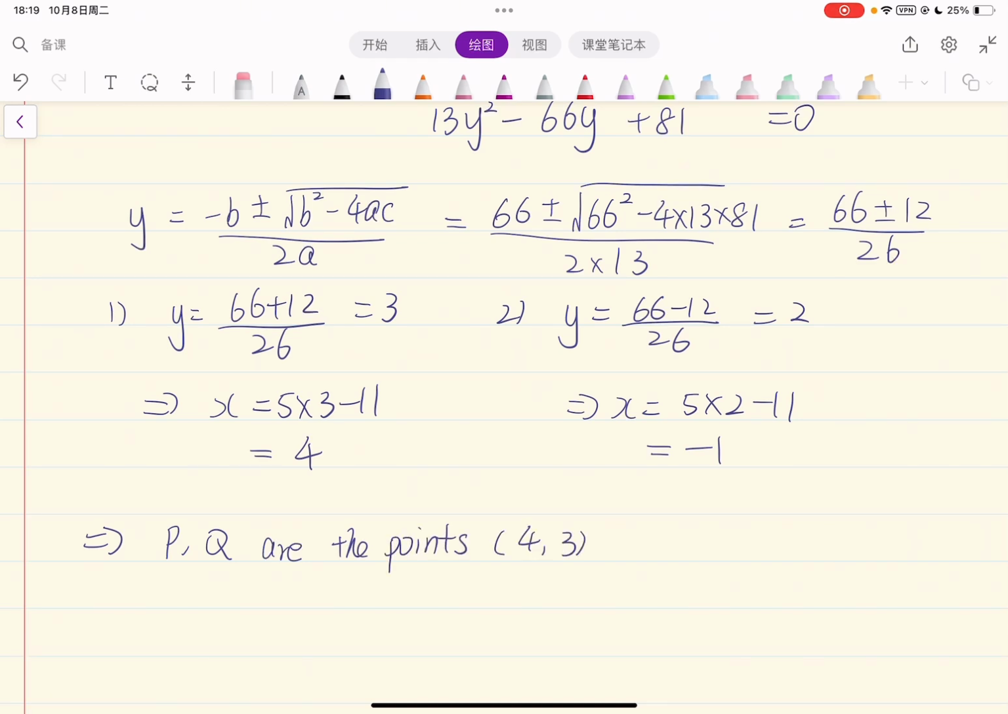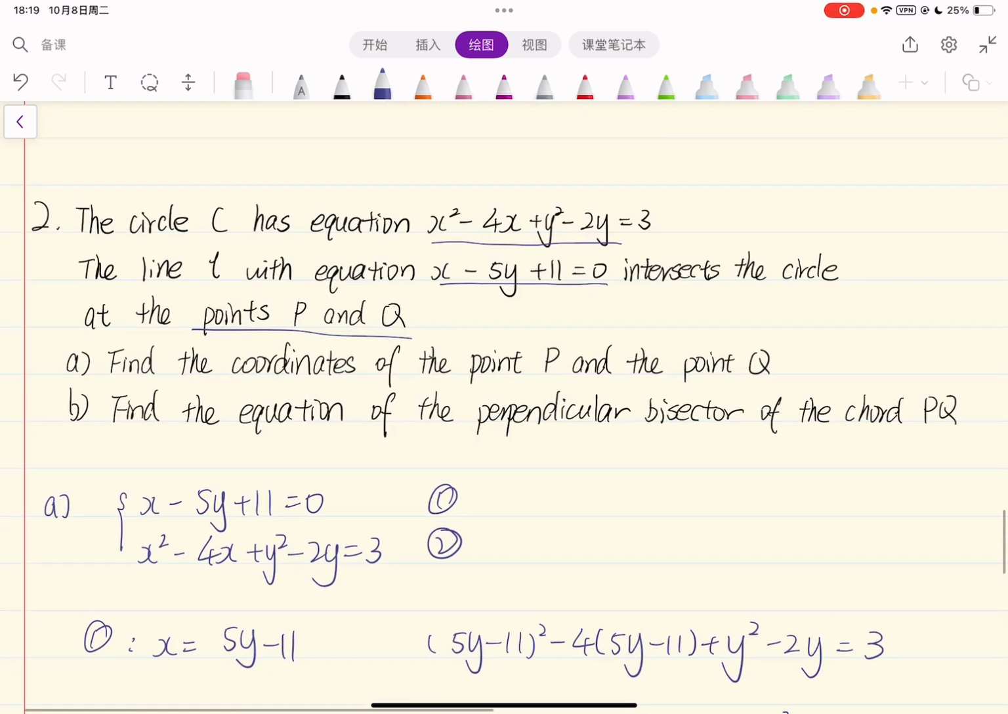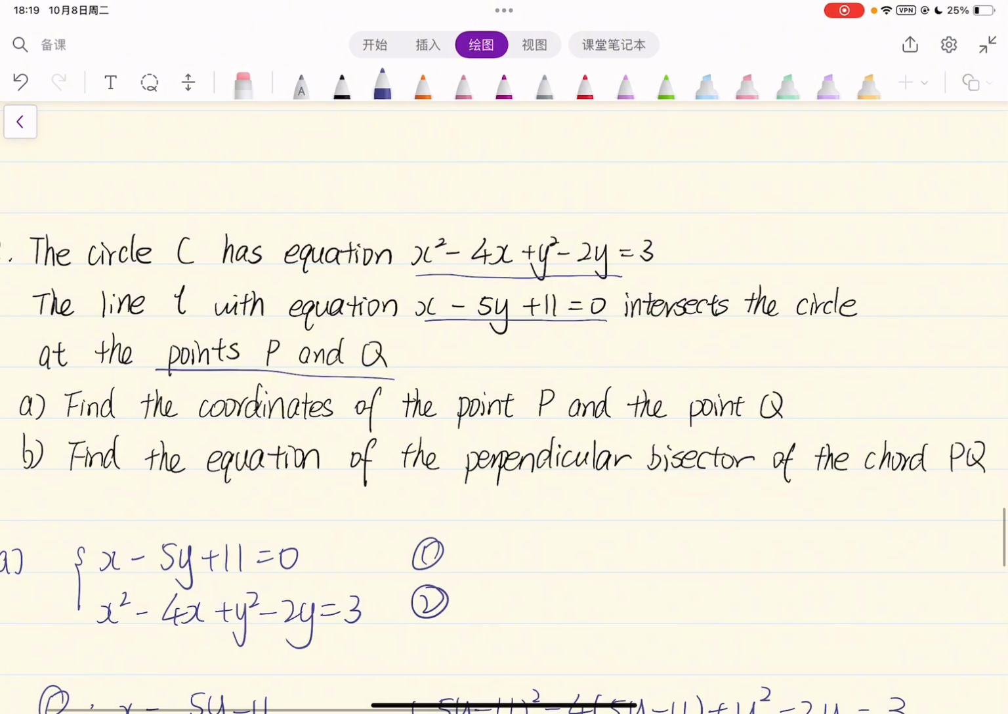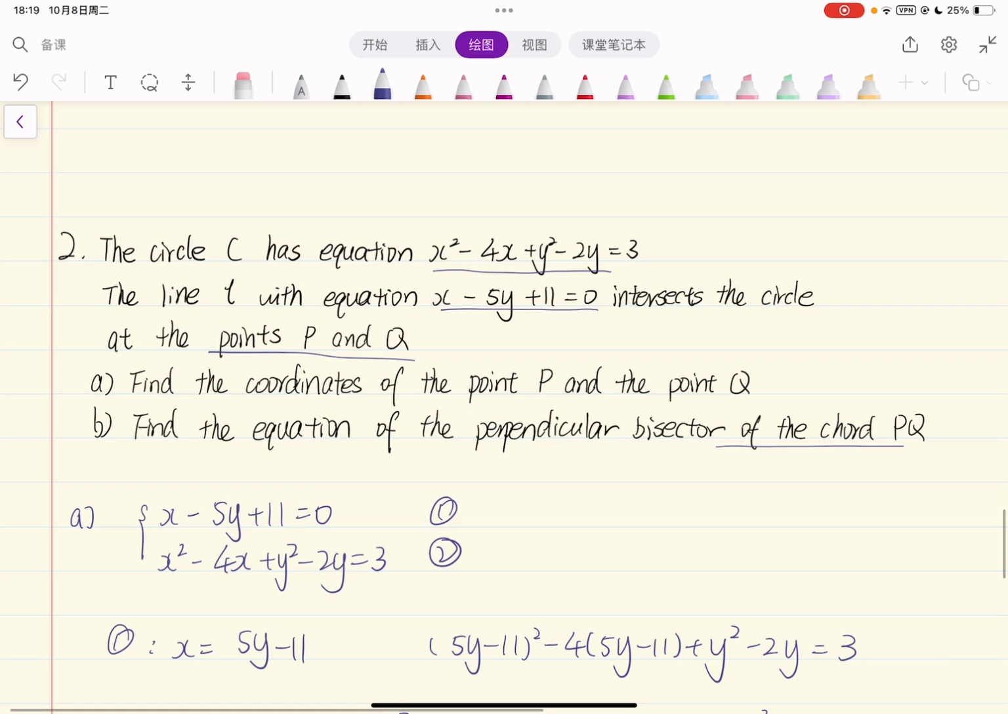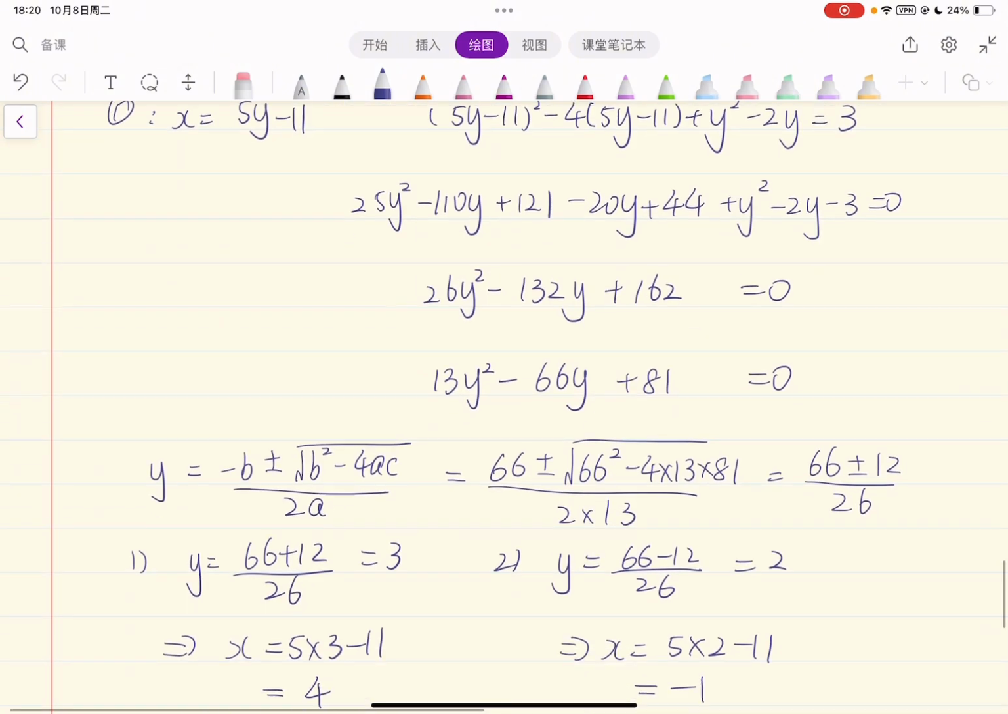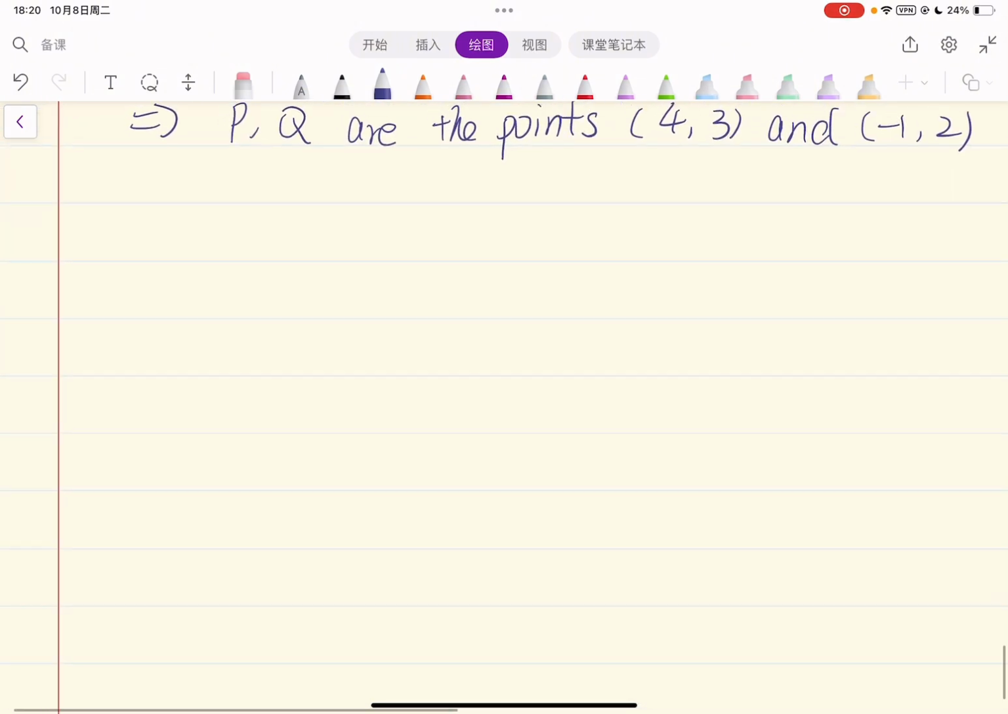Four, 3 and minus 1, 2. So we have done the part A question. Now, let's see the part B question. It asks you to find the equation of the perpendicular bisector of the chord PQ. So in the previous question, I just listed the whole process. In here, I will show how to use the graph to solve this question.